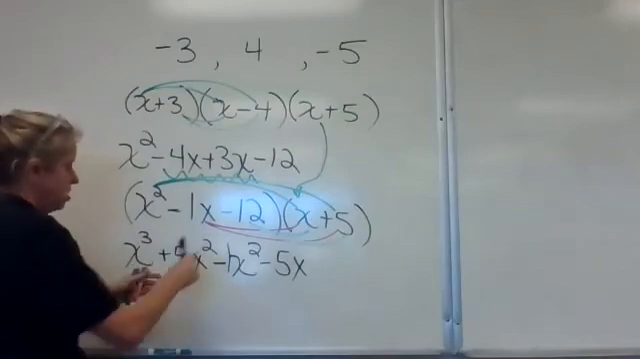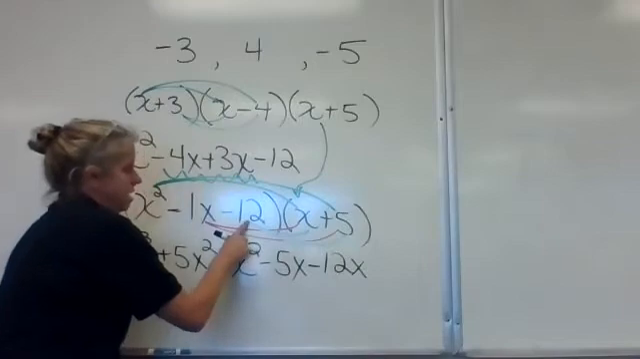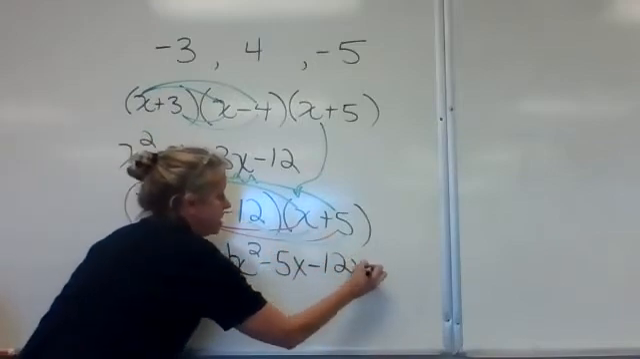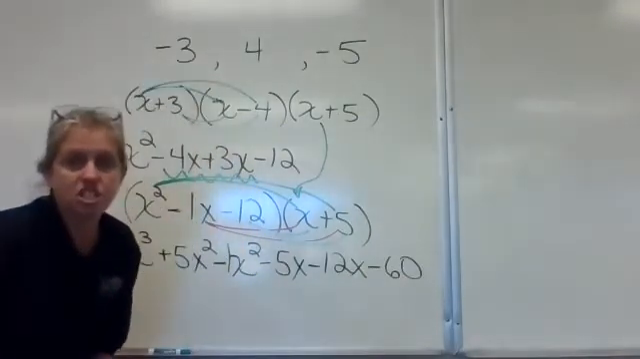Can't see it very good. So -12 times x gives me -12x. -12 times +5 is -60. And then the last step is to just clean it up.